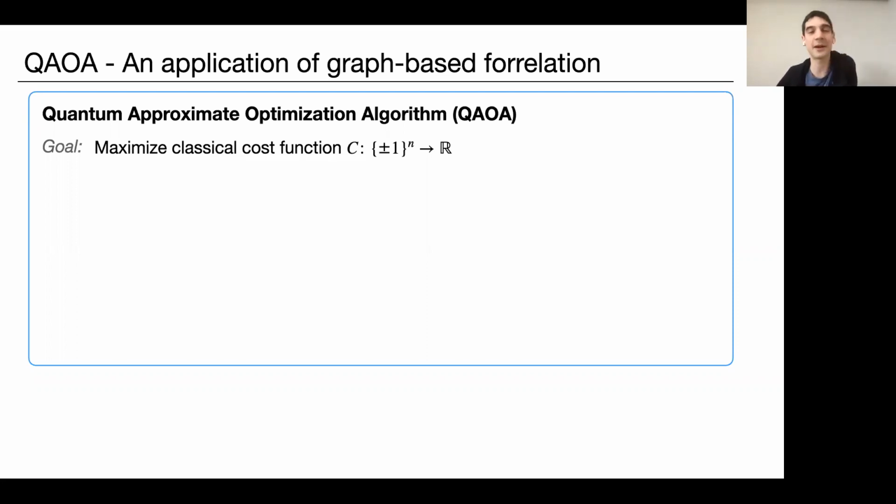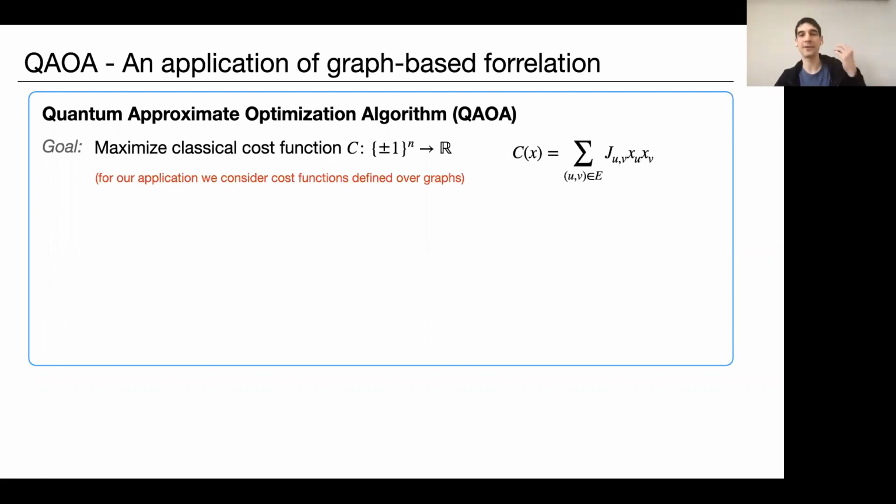So this is a heuristic algorithm where the goal is to maximize some classical cost function into the reals. And for our purposes, recall that we're dealing with these graph-based correlation instances, right? These functions defined over graphs. So let's also assume that our cost function is defined over some graph. So the cost function is just the sum over these clauses involving the edges of a graph, where these J_uv terms here are just arbitrary real coefficients.